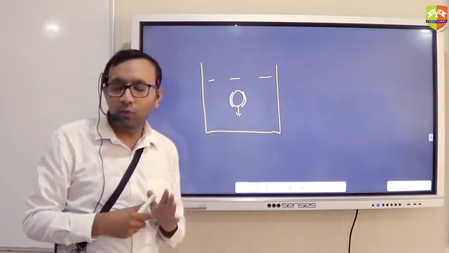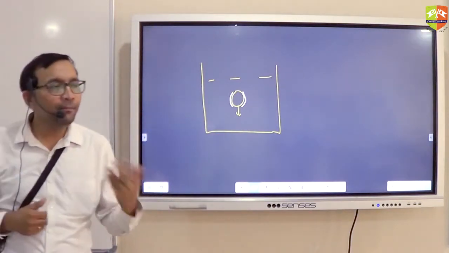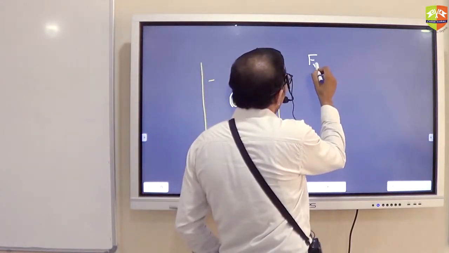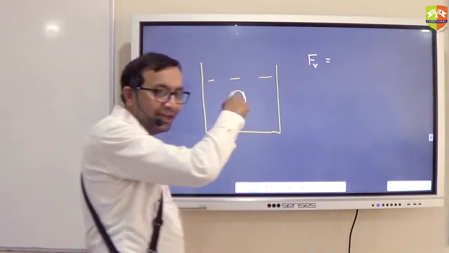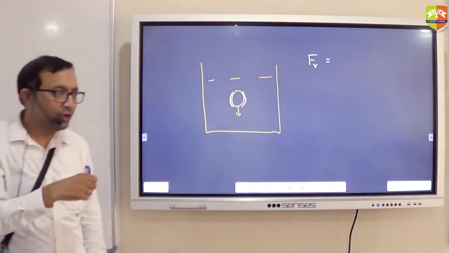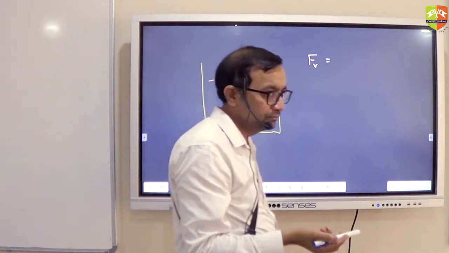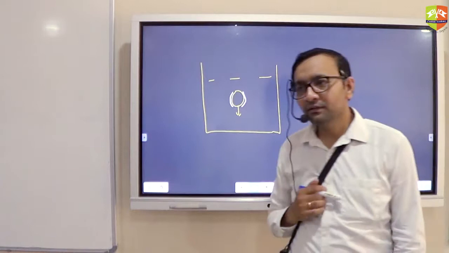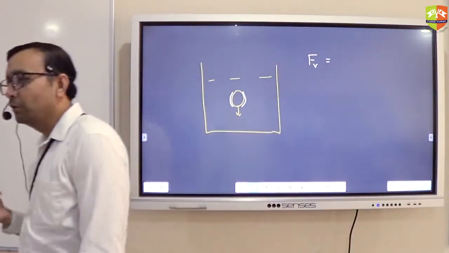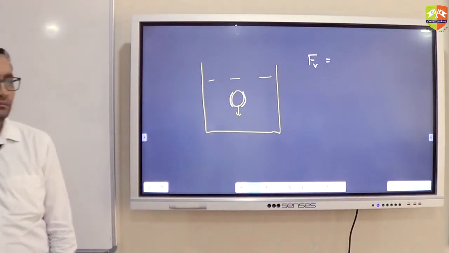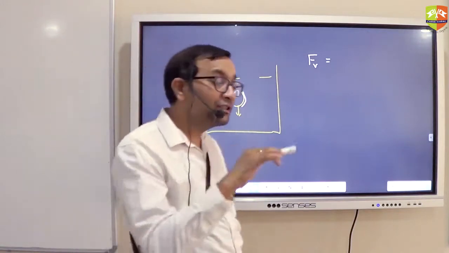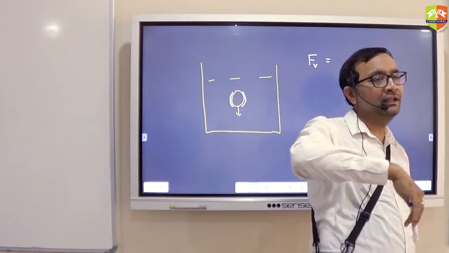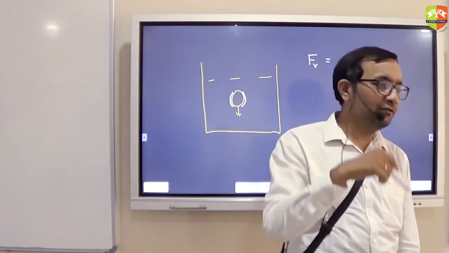Now what do you think this viscous force will depend on? When an object is moving inside the water or inside the fluid, what should it depend on? Should it depend on mass? Does it matter how much the mass of the object is? Mass of the object will affect the gravity force. What force the fluid is applying has nothing to do with the mass of the object.